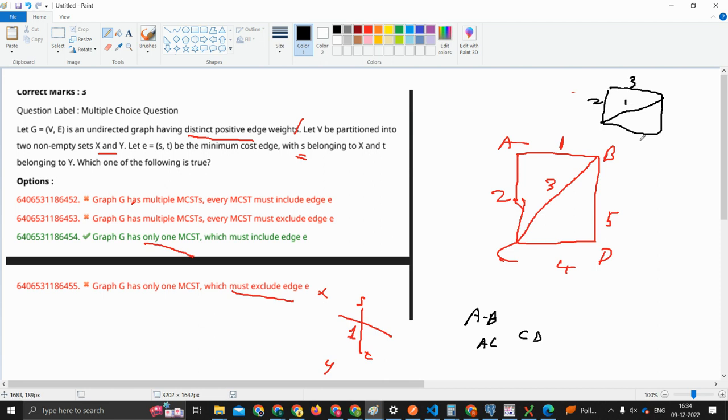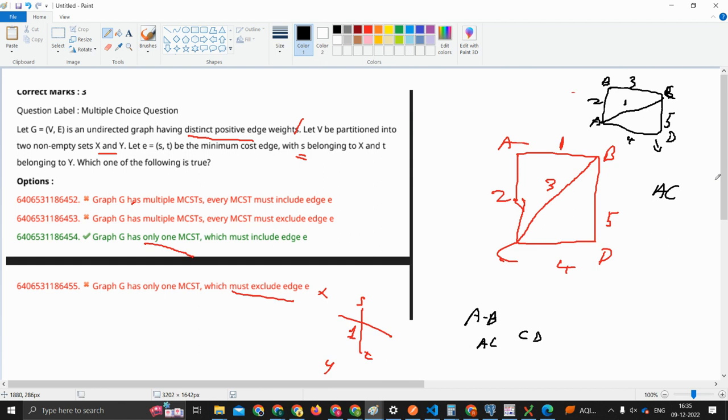Okay. Let me put something like this: 1, 2, 3, 4, and 5. I'm just trying to see what could be the MCST of this. You have not written down the names of the vertices. A, B, C, D. According to Kruskal also, we'll first pick AC. Anyway, we are going to start with AC. That's the idea.